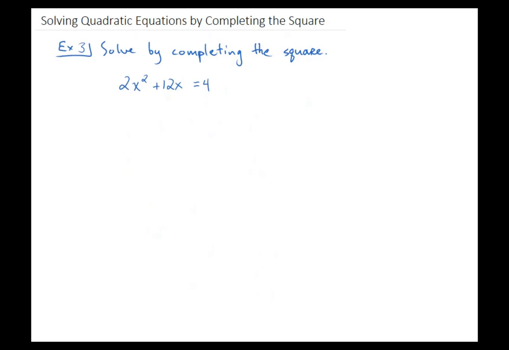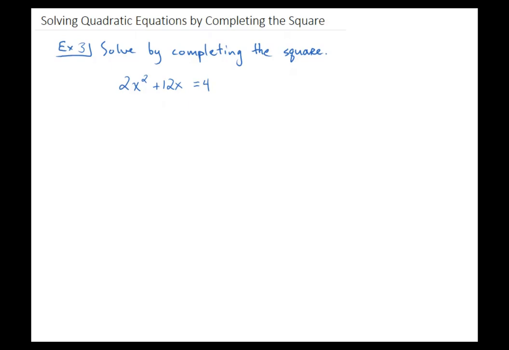Alright, so example 3, solve by completing the square: 2x squared plus 12x equal to 4. Now if you compare this back to the previous example, there are two things that are structurally different about this equation. The first thing is actually kind of helpful, and that's that the constant is already on the right. Whenever we complete the square, as we did in the previous example, we want to get the constants on the right. You could think of it like we're storing them over there. That's not mathematically what's happening, but you can think of it that way.